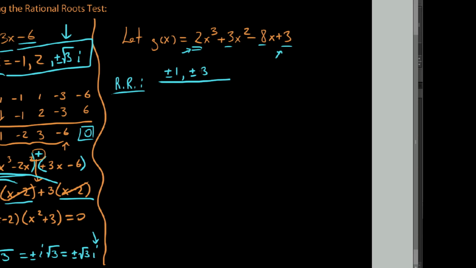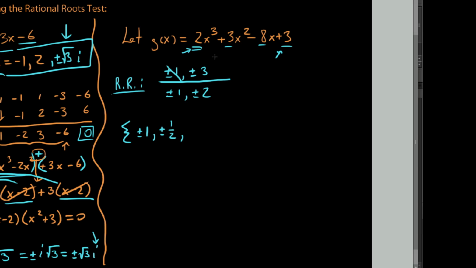And our leading coefficient 2, well, it's prime. We say plus or minus 1, plus or minus 2. And I think it's useful to write this out in roster or set notation, okay? So we'd say plus or minus 1 over 1, which is 1. Plus or minus 1 over 2, which is, get this, a half. First time we're seeing something like that.